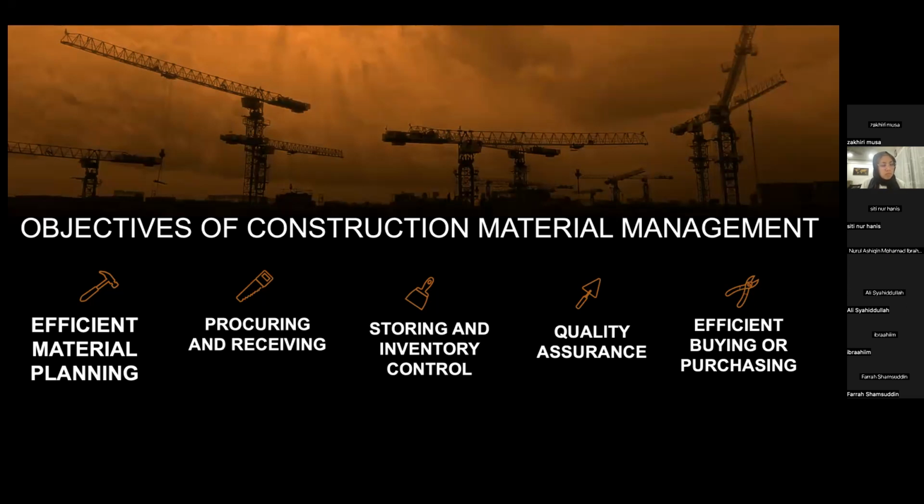The second one is procuring and receiving. Material procurement is the process of researching, selecting, ordering, and paying for the raw material required for constructing a building or structure. Procurement of any kind involves identifying and selecting vendors and suppliers. The third one is storing and inventory control.